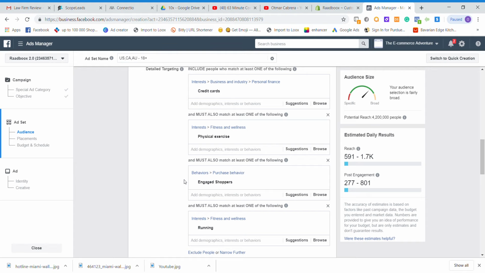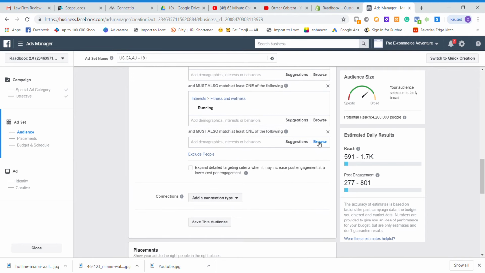If I'm using a waist trainer as one of the ads that I'm using, like one of my products, how many people are going to purchase this item who fall into this category? They have a credit card, so they're more likely to purchase. They're physically active and engaged, so again, they're more likely to purchase. This is just qualifying them, and then they're also a runner.